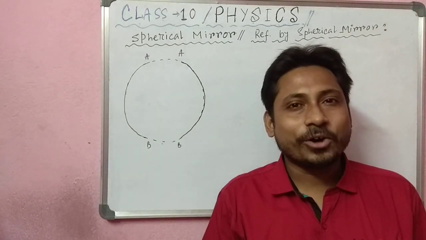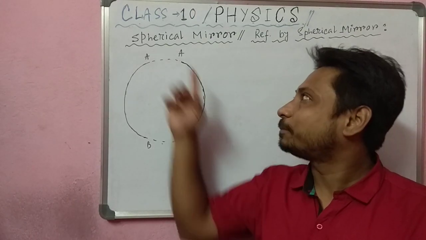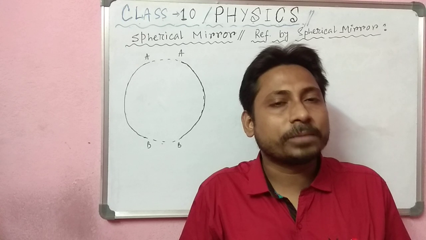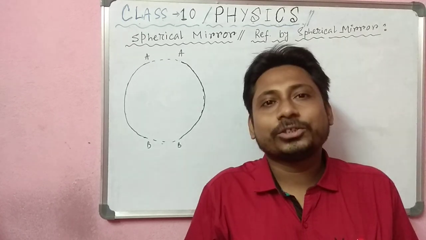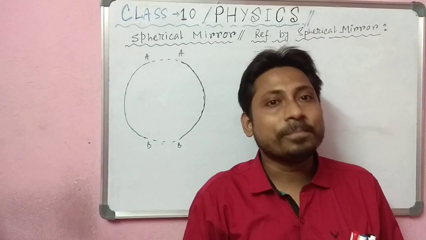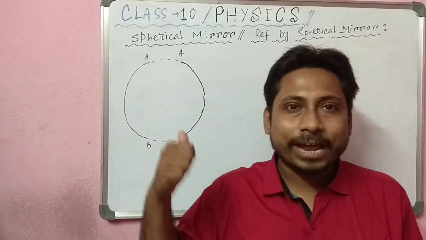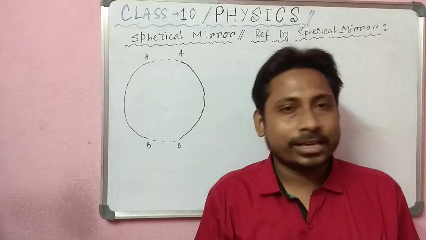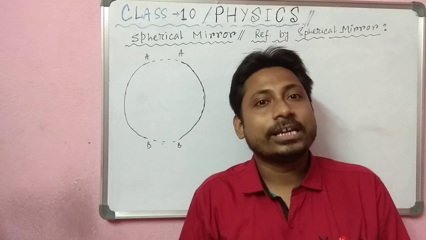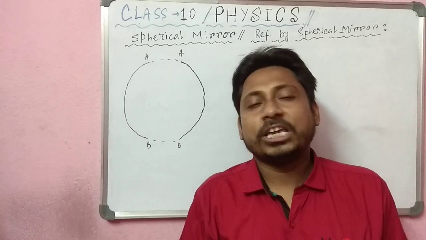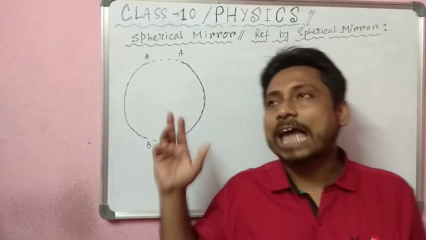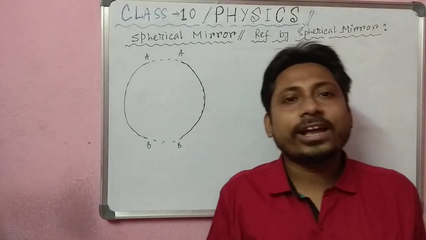Students, in this video we are going to discuss spherical mirrors and how a ray of light is incident on a spherical mirror. Okay, so students, first of all, what is called a spherical mirror? See, the name spherical means if the reflecting surface is the part of a sphere, then this type of mirror is called a spherical mirror.